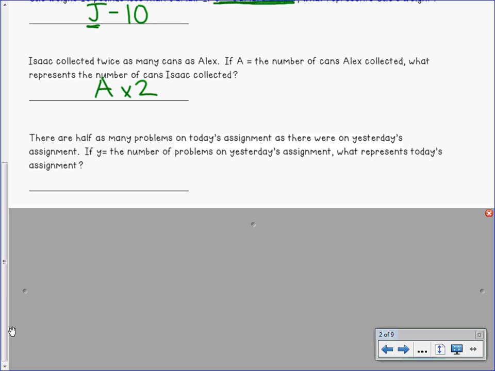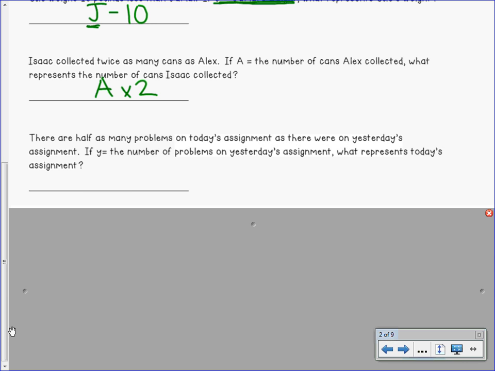Okay. So again, another number problem. I gave you homework yesterday and I'm giving you homework today. There are half as many problems on today's assignment as there were on yesterday's assignment. So you're trying to figure out how many homework questions Miss Marcy is going to give me. You can figure it out by knowing that you're going to get half as many today. If y is the number of problems on yesterday's assignment, what number sentence can we use to figure that out?